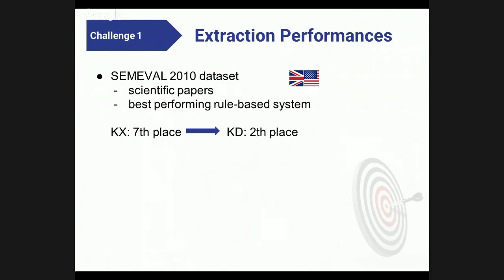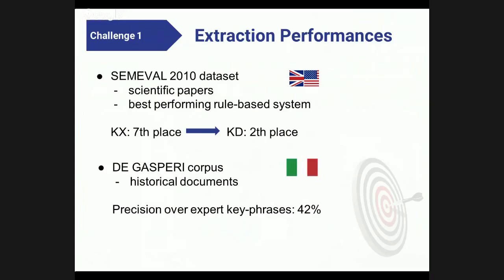KX achieved the 7th place, whereas KD achieved the 2nd place, just after the best performing system, that is a machine learning one. For Italian, we asked a historian to manually identify a set of key concepts for the De Gasperi corpus, so the writings of Alcide De Gasperi of the last century, and the precision of KD over this list of expert key phrases was of 42%.